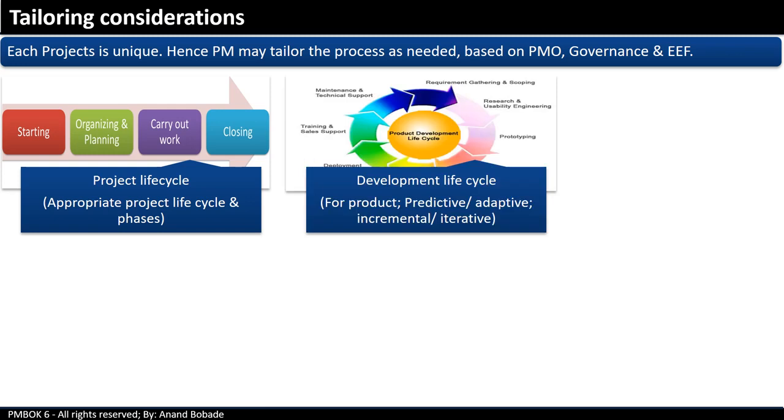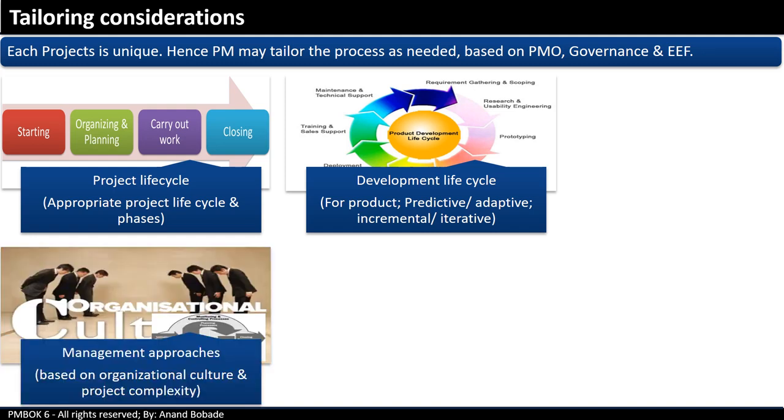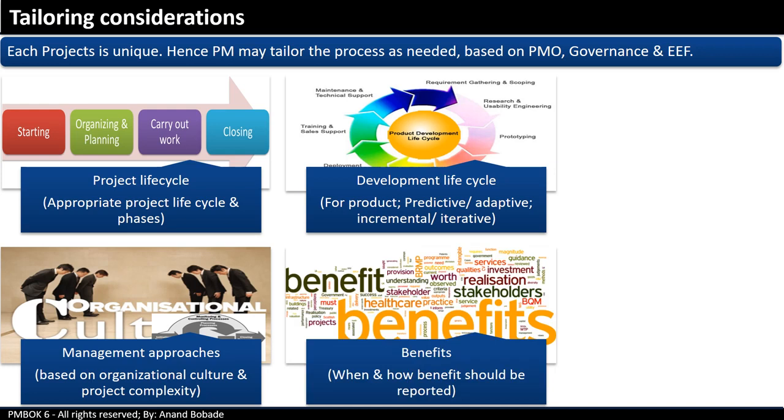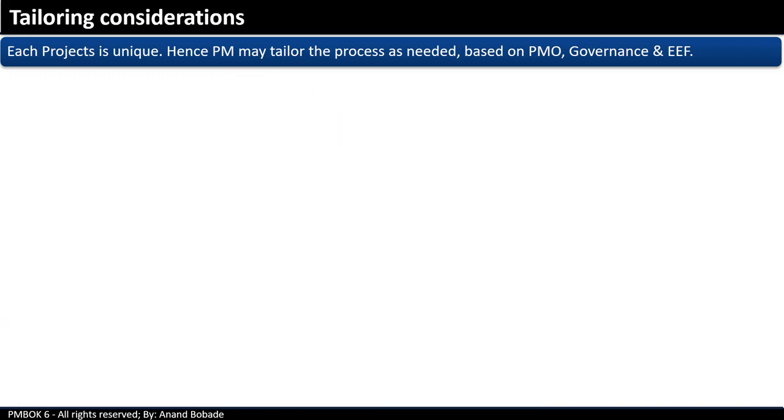Development life cycle. There are product specific development life cycles. Software development life cycle will be different compared to construction. Development lifecycle can be predictive or adaptive, incremental or iterative, or it may be hybrid. Management approaches. Based upon organizational culture and project complexity, the project manager may define the project approach. Benefit. Based upon stakeholder requirements, the project manager will decide when and how benefit should be reported.